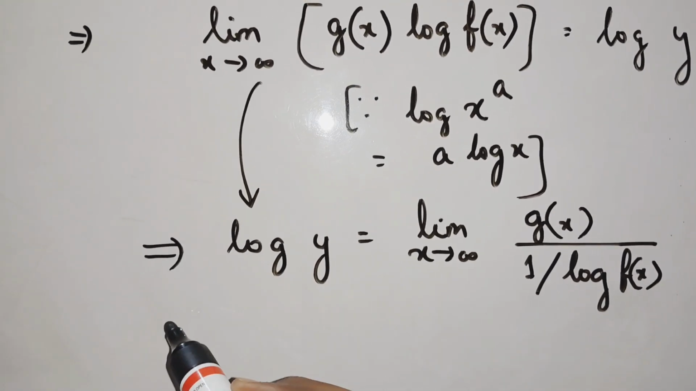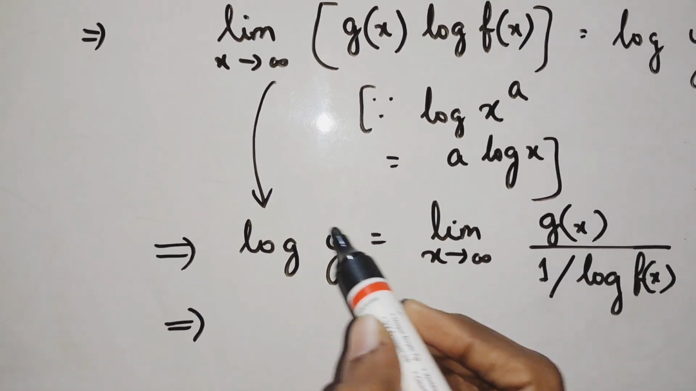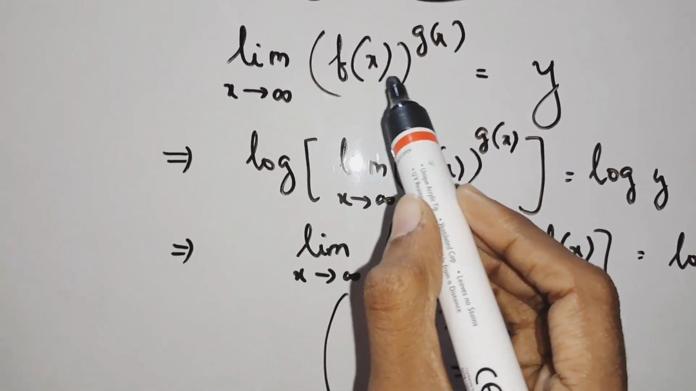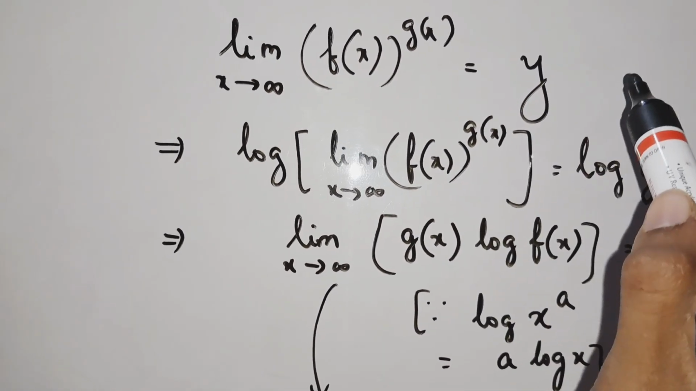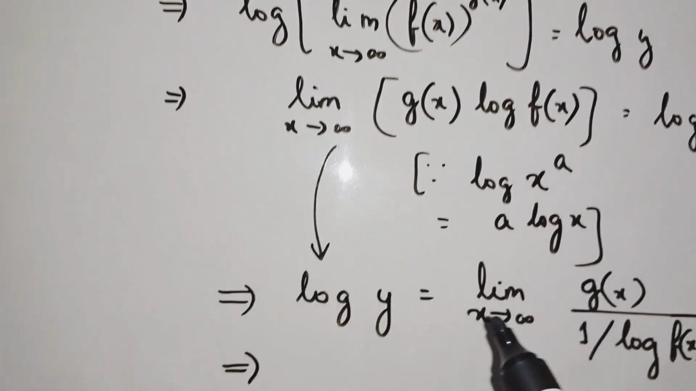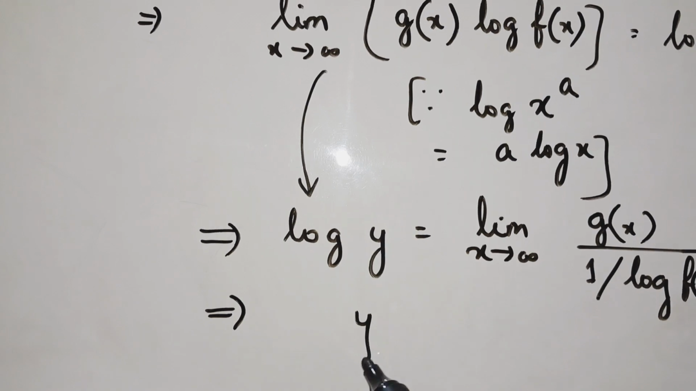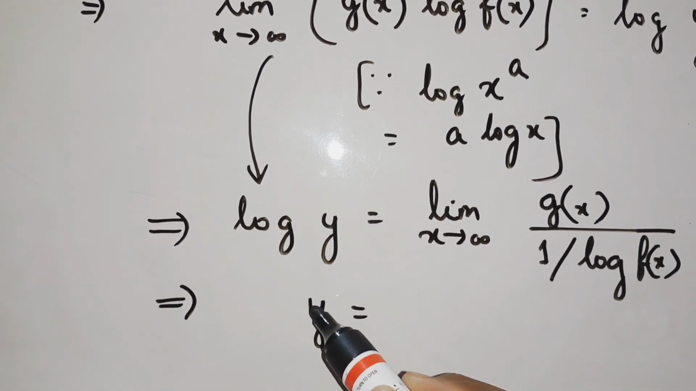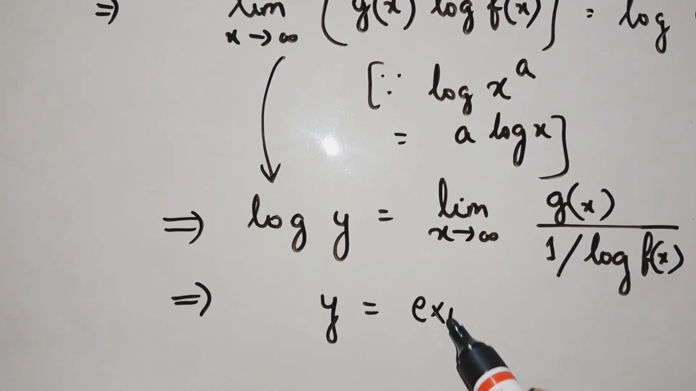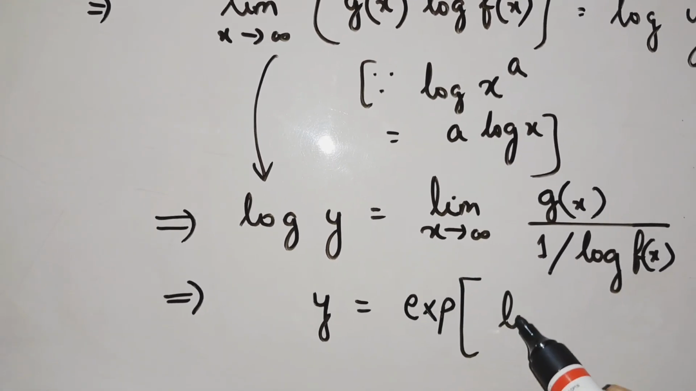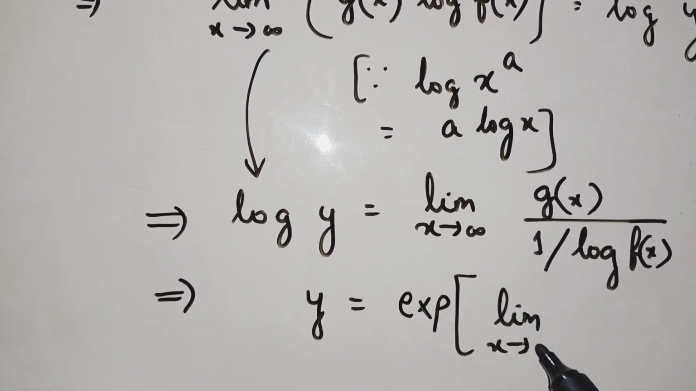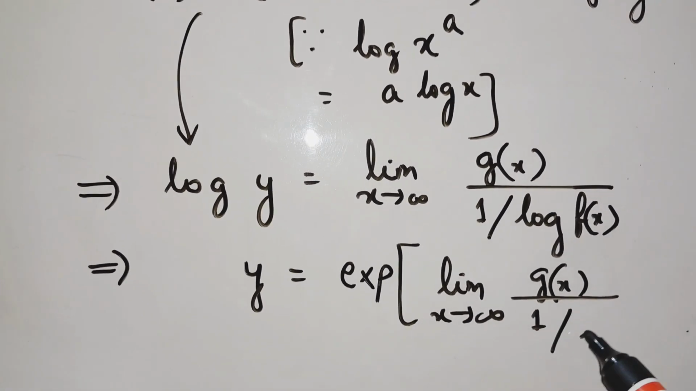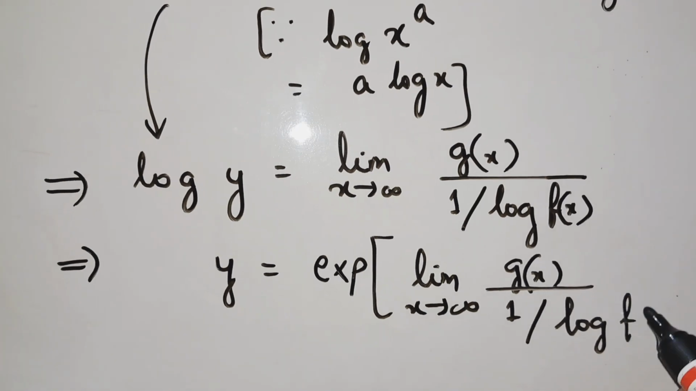Okay, and then what we can do finally, because we have to find y, which we have taken as the limit x tends to infinity of f of x to the power g of x, nothing but y, and that only we have to find out. So finally, y is nothing but, if log y is this quantity, y is nothing but the exponential of this quantity, exp of whatever we get this side, g of x by 1 by log f of x.